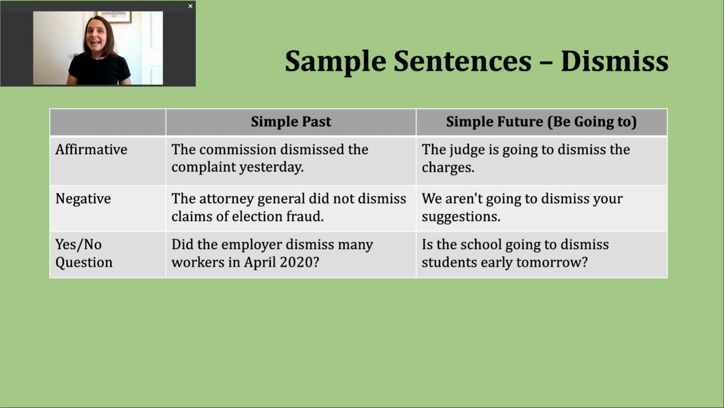Finally, if you want to make a yes or no question in the simple future, start with the form of be, whichever form matches your subject, and that subject will come next, and then use going to and the base verb. Here's another. Is the school going to dismiss students early tomorrow? Okay, so here someone's asking a question about a plan. This ties back to that first definition we looked at earlier in the video.